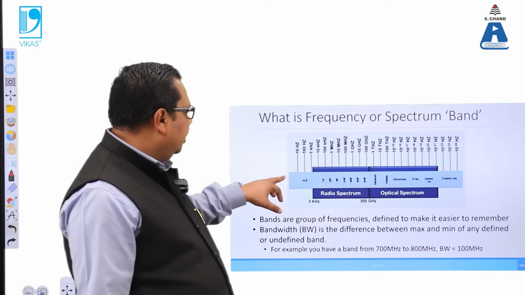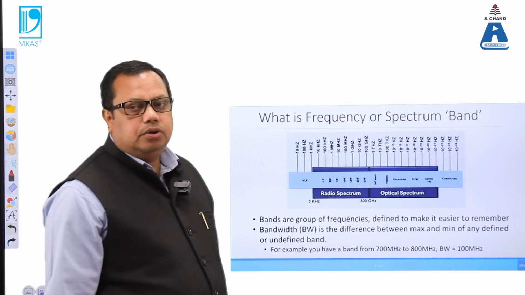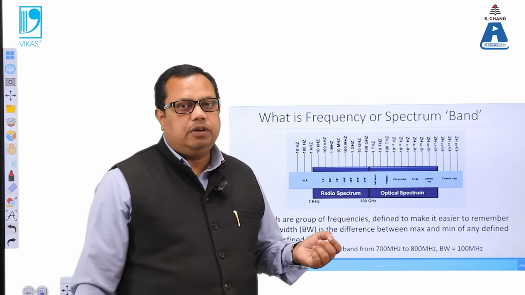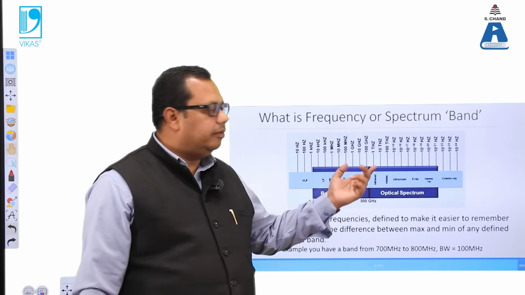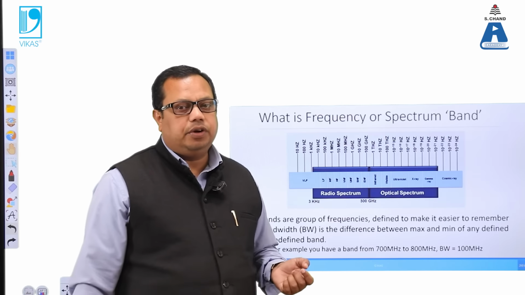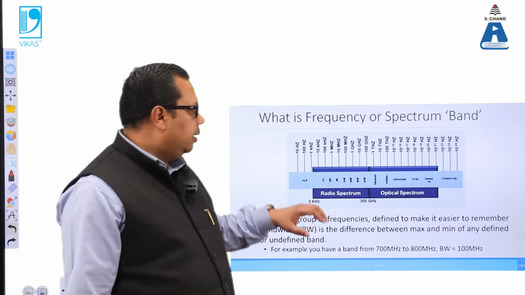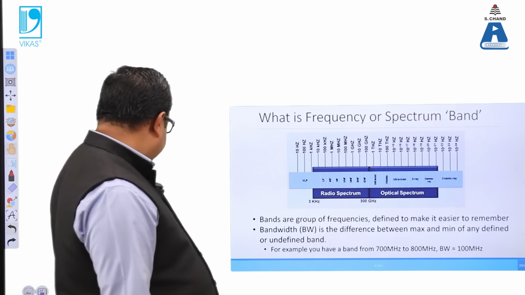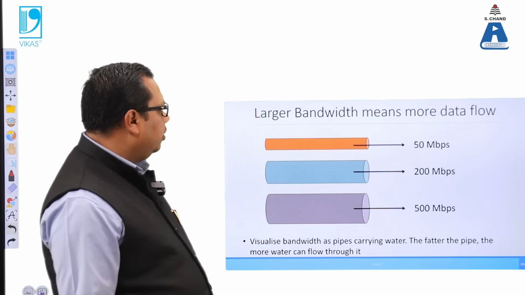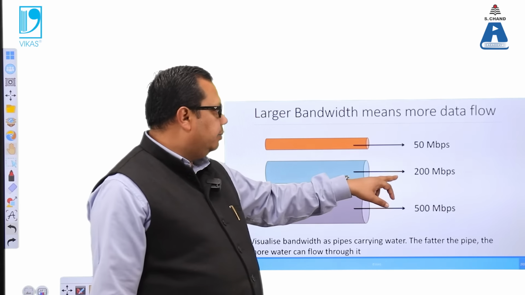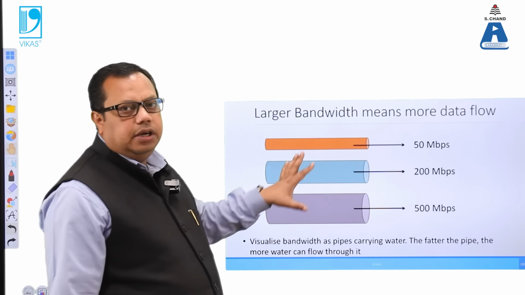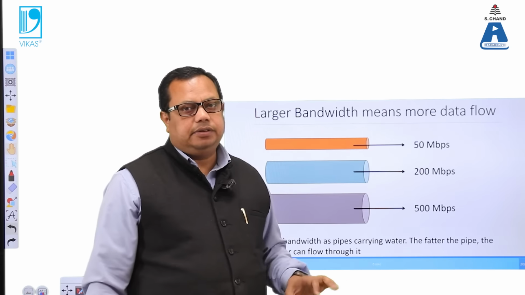So here we can see the very low frequency, 10 hertz. In the radio some channels are available on a very low frequency and some on a very high frequency. In the television also some channels are on a very low frequency, but some are at a very high frequency. Bandwidth we talk about as 50 Mbps, then 200 Mbps, then 500 Mbps, depending upon the nature of the message they are carrying.